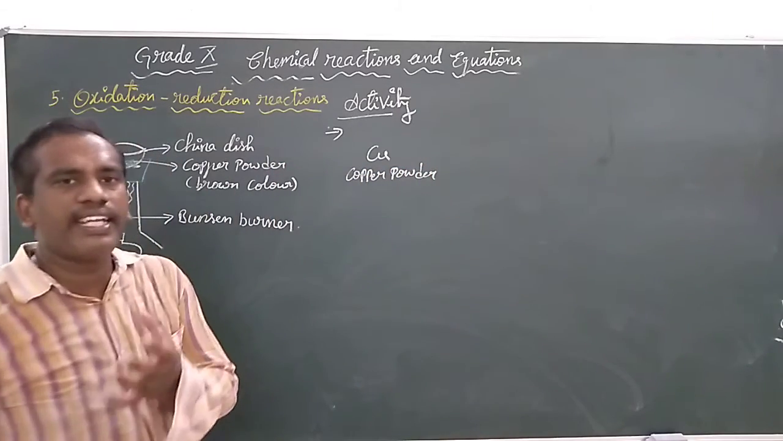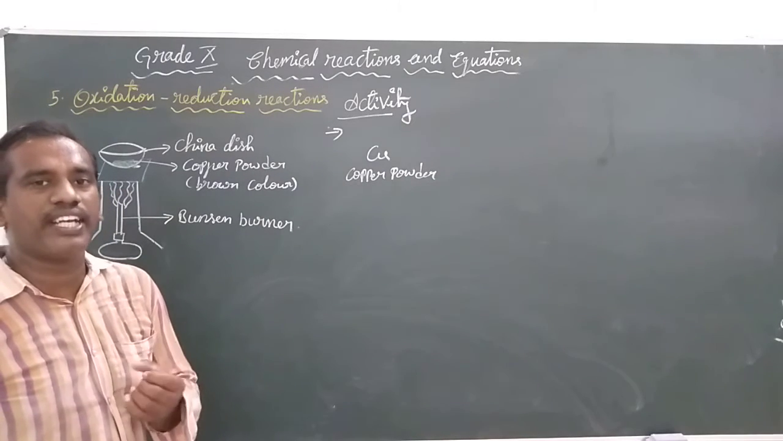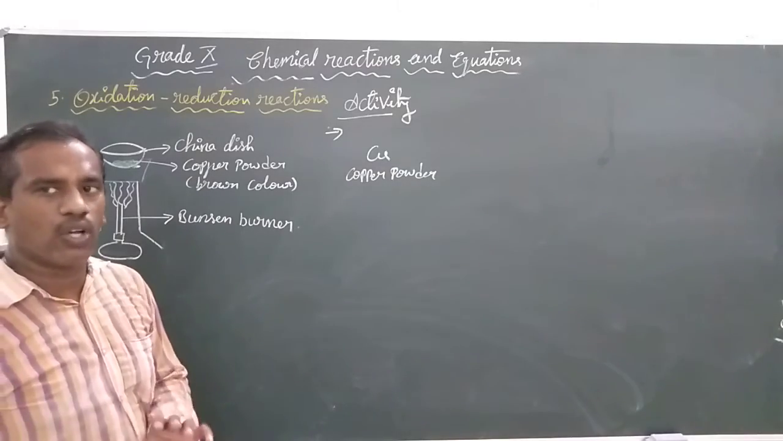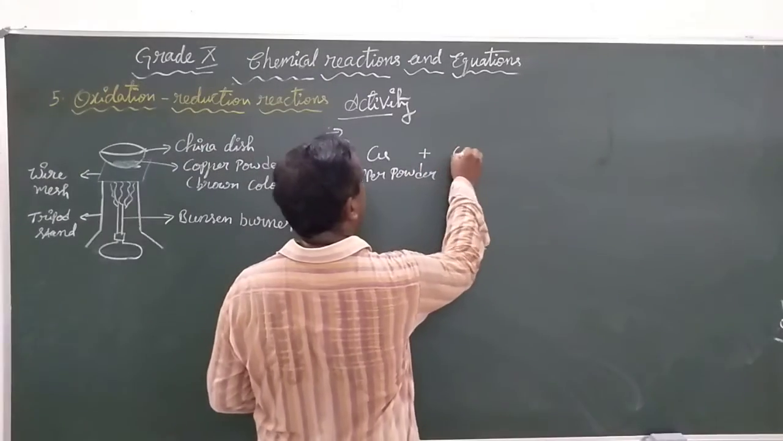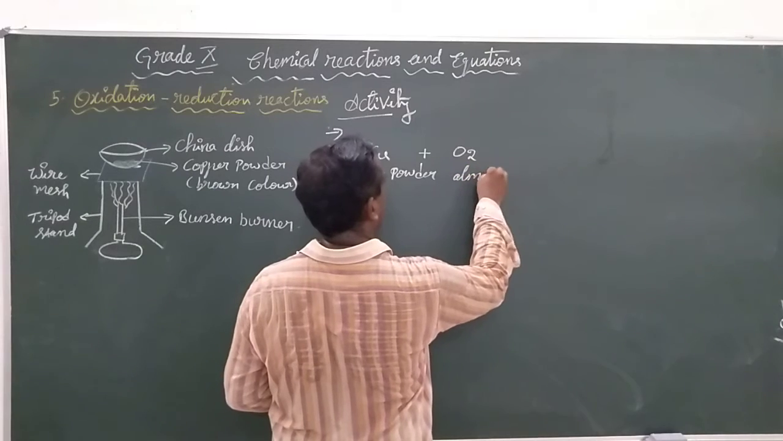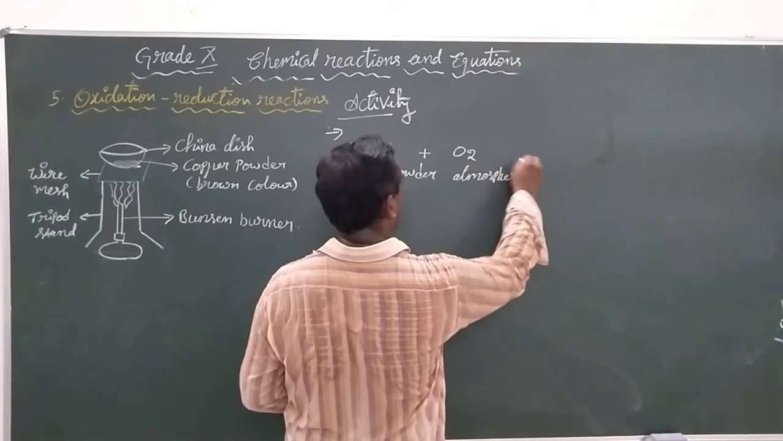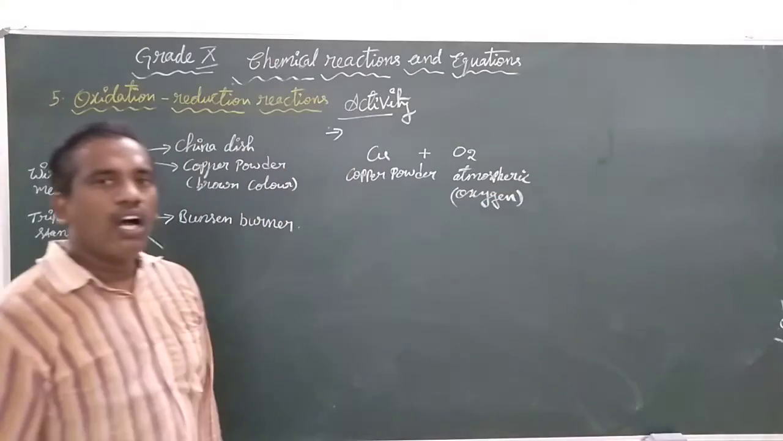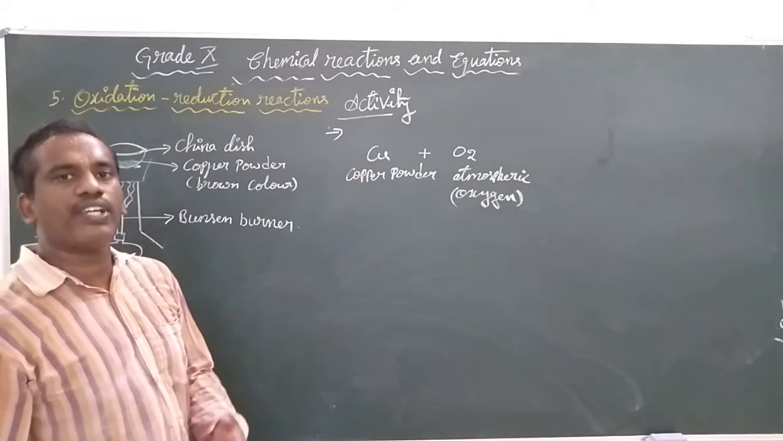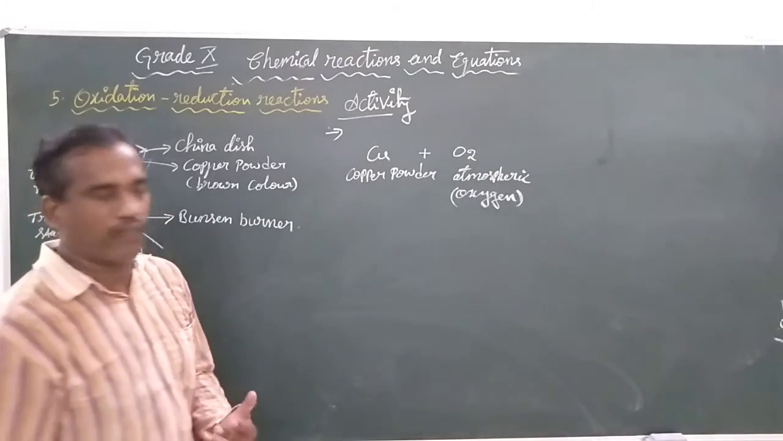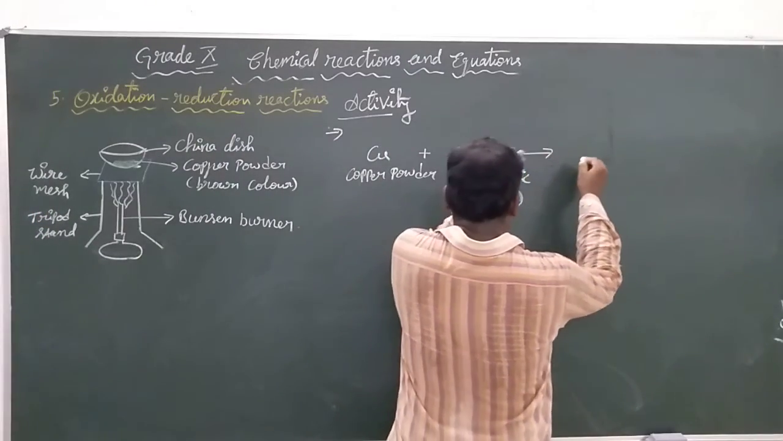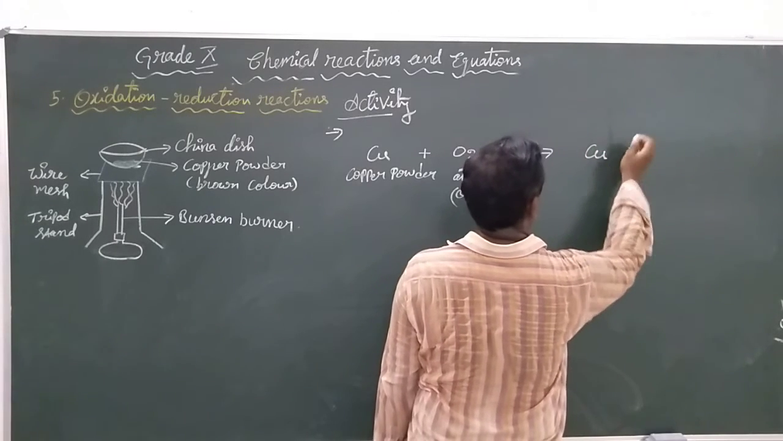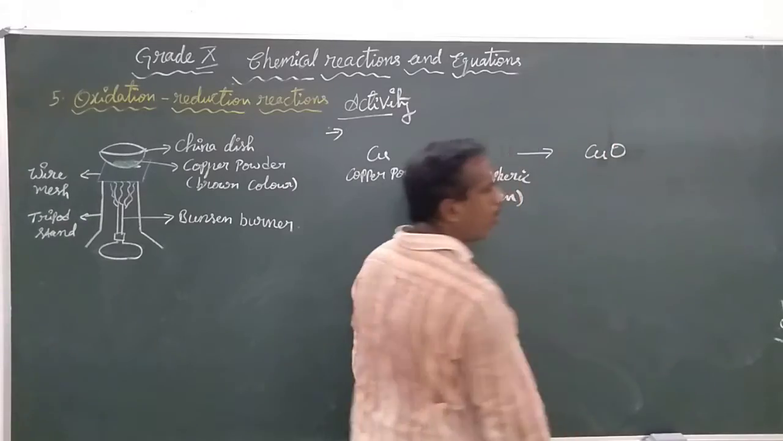When we are heating it, any substance heated in the presence of air will be oxidized. Now the copper is reacting with atmospheric oxygen. And when it is reacting with atmospheric oxygen, what is formed? Let us see. It is going to form CuO. What is it forming? CuO.